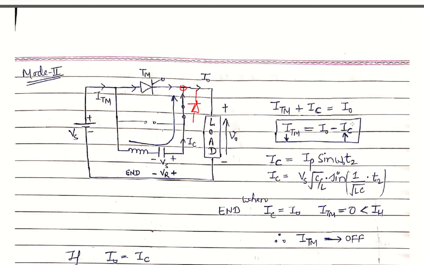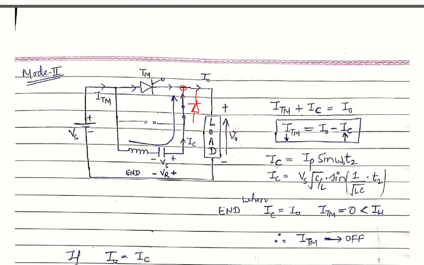So if we increase the IC up to this I naught, then ITM equals 0. So if IC equals I naught, this ITM will be 0. ITM equals 0 means the thyristor becomes off. So by controlling this charging current by the commutating elements, we will make the main thyristor be in off condition. So this method is also known as current commutation.